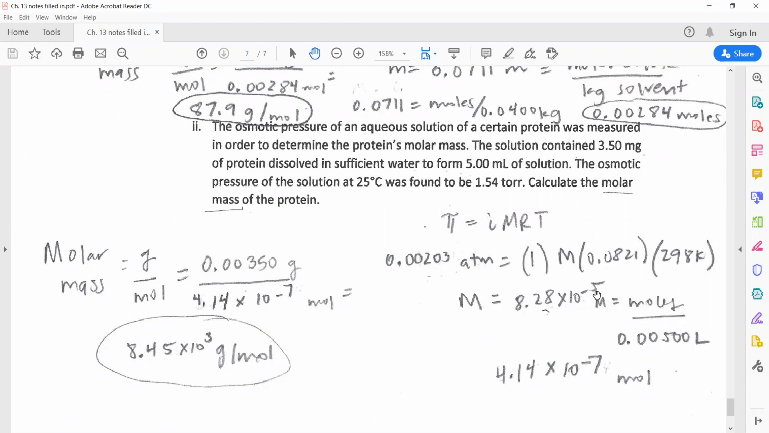I remind myself that molarity is equal to moles per liter. I know that there was 5 milliliters of solution, so I divide by 1,000 to give me my liters here. If I know molarity and I know liters, I can cross multiply to figure out how many moles of solute were present. So here's my moles of solute, which I can then plug in down here to get grams per mole, which will give me my molar mass. This is a huge molar mass, 8,450. Don't be worried, proteins are huge substances. You could double check yourself, but it's not unusual to get that.